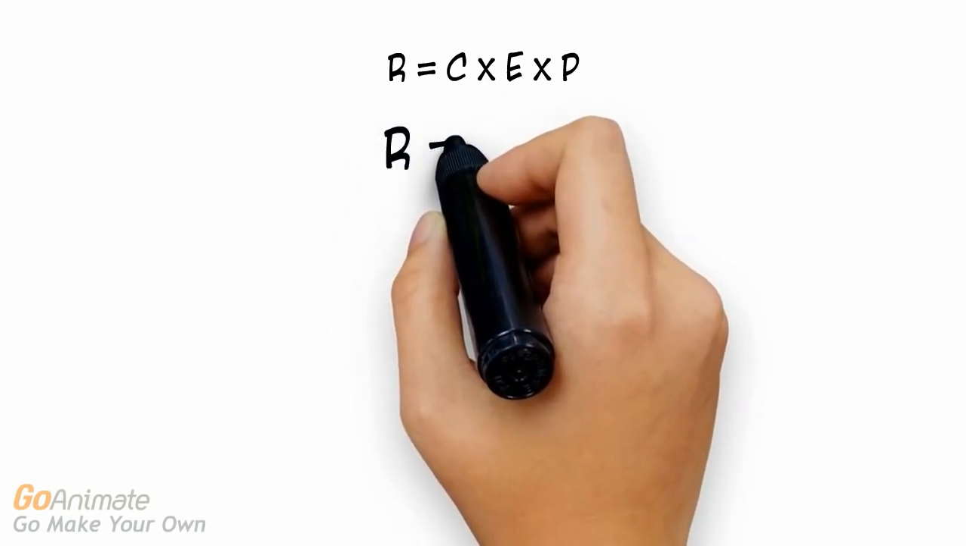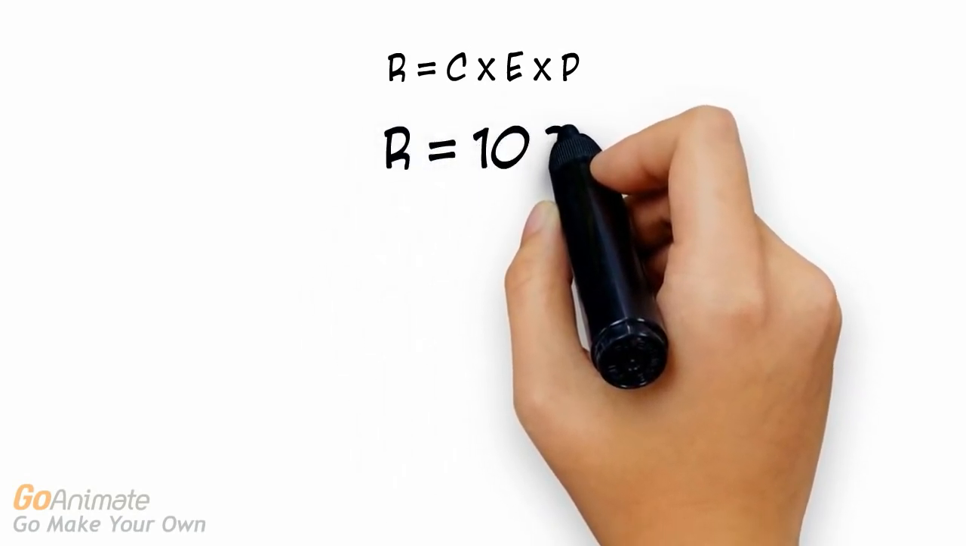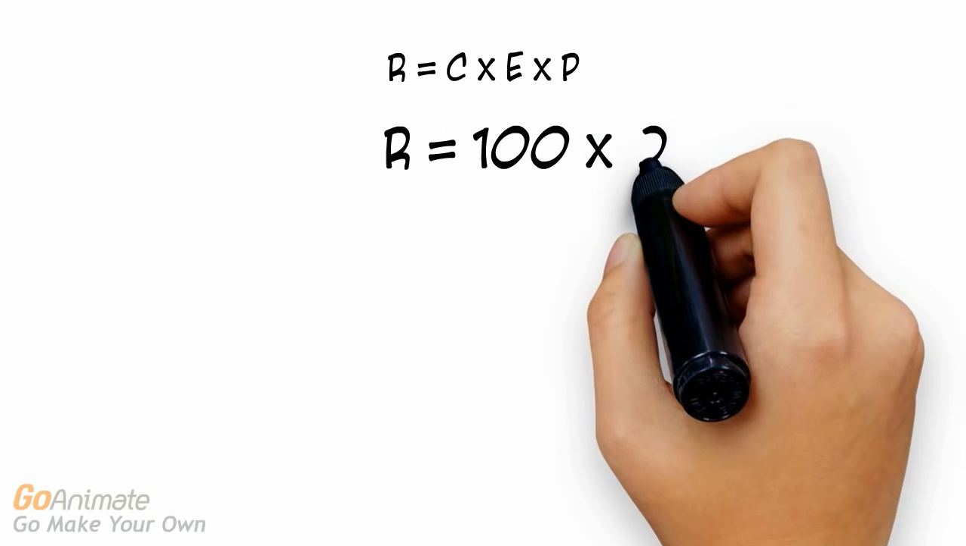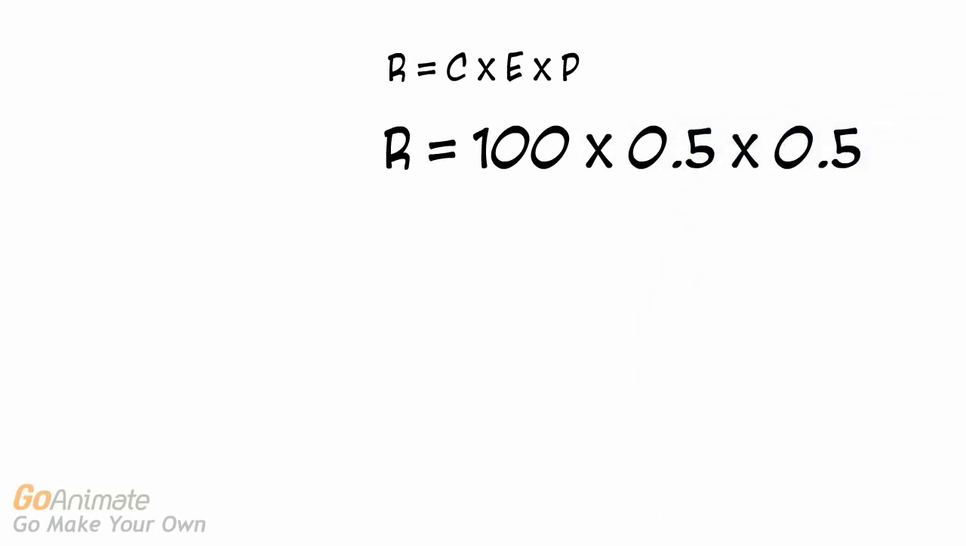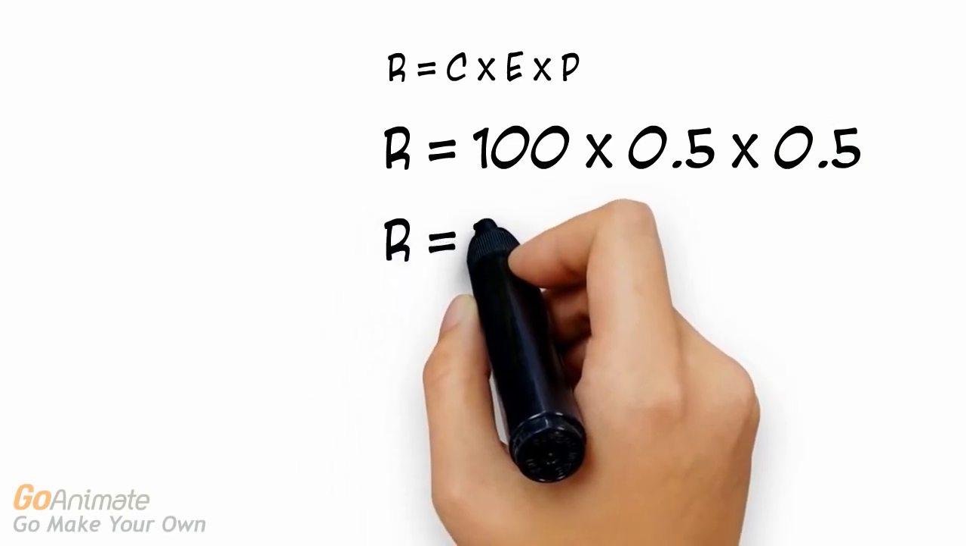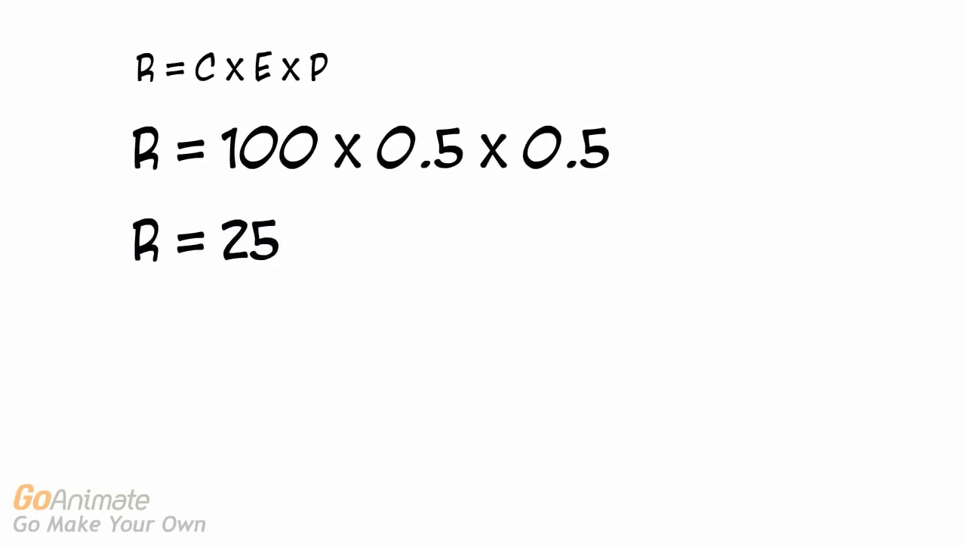Now that we have the numeric values associated with each part of the risk assessment equation, let's calculate the risk score for this scenario. The equation is consequence, which is 100, multiplied by exposure, which is 0.5, multiplied by probability, which is 0.5, giving us a risk score of 25.